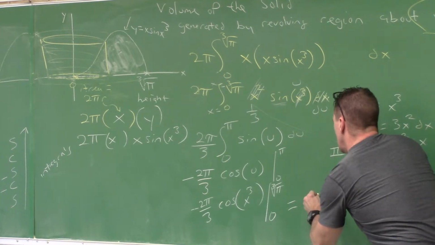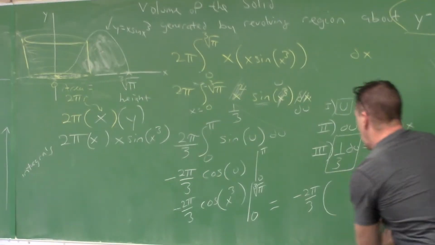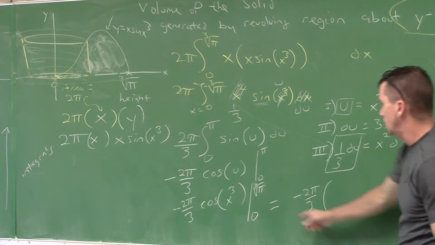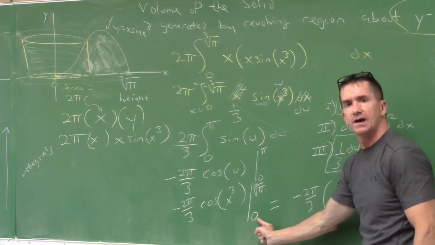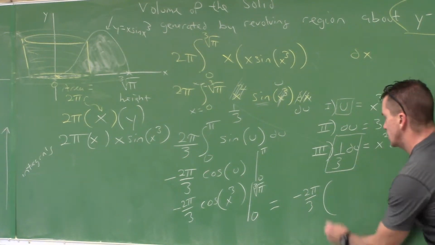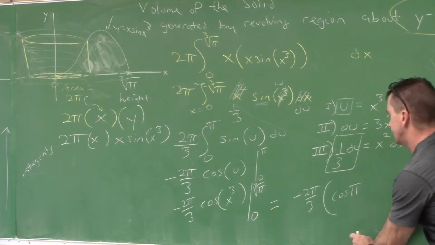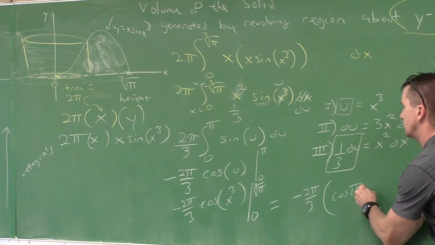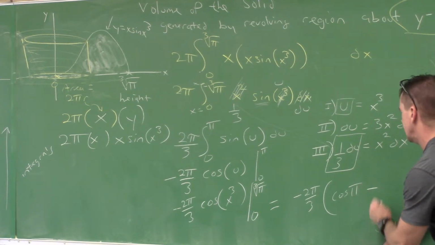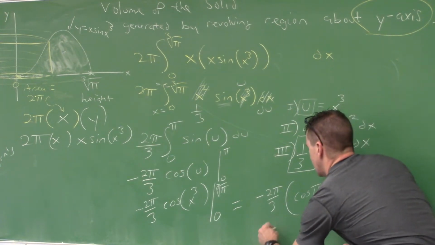What's negative 2 pi over 3 times, and all I'm going to do, everyone, is cosine of this minus cosine of that. What's the cosine of cube root of pi cubed? That's the cosine of pi, right? People know what that is. Then I would subtract, and I'd get the cosine of 0. Now, what's this number? Negative 1.